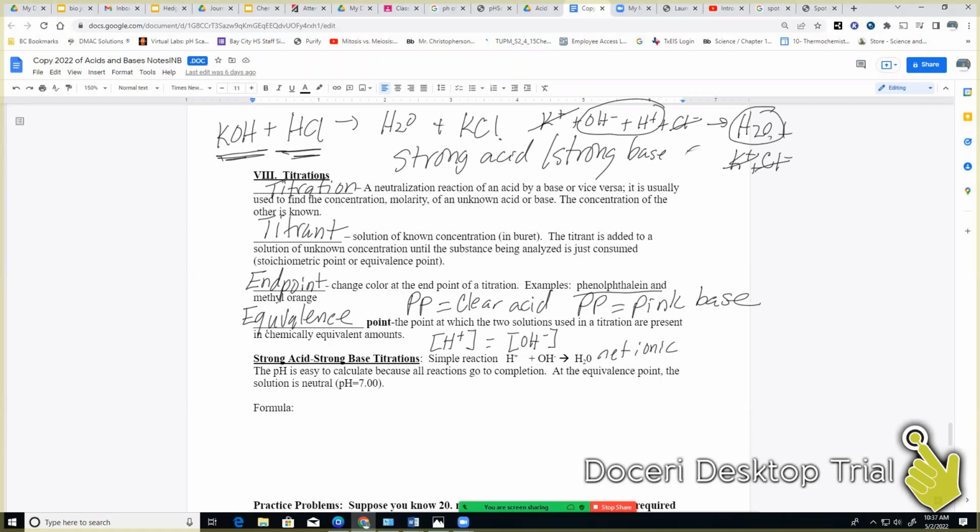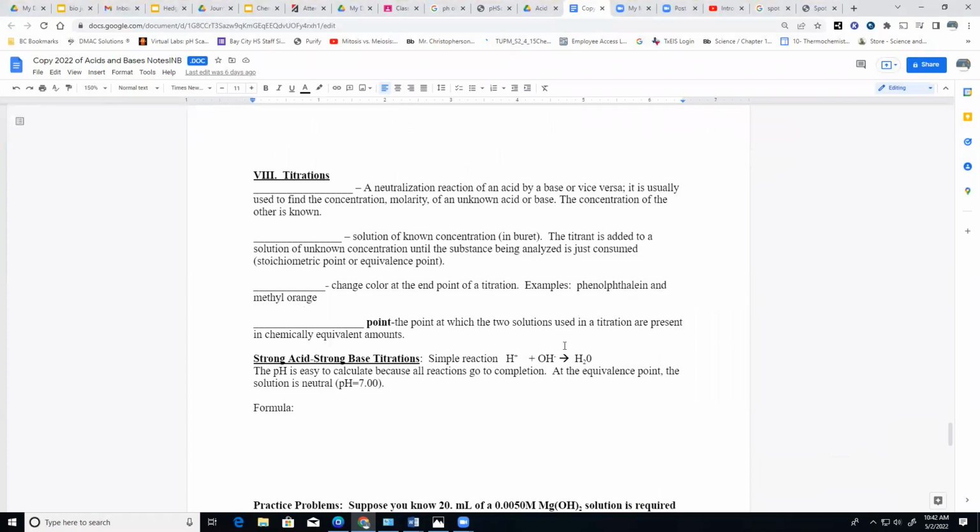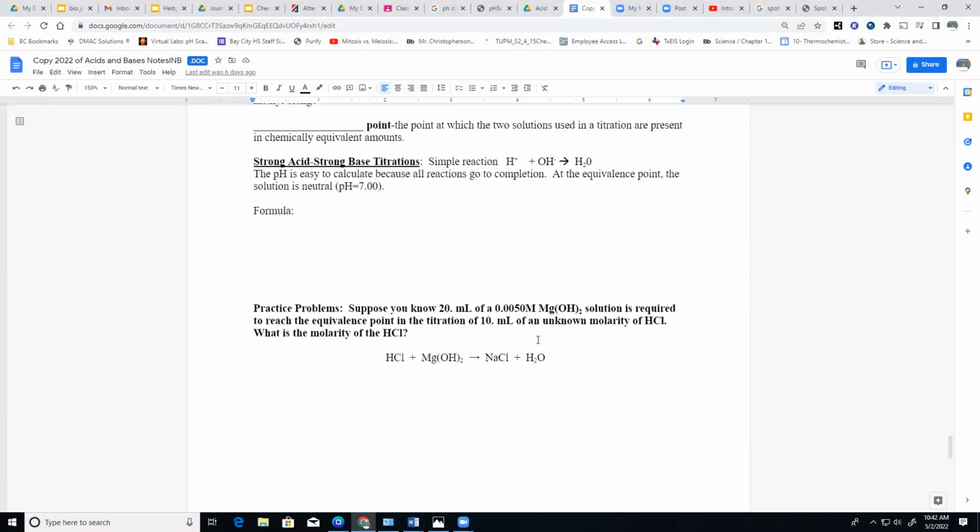So the formula that we're going to use for this is going to be very similar to one that we've used already. We're just going to add in some information about the acid and the base.